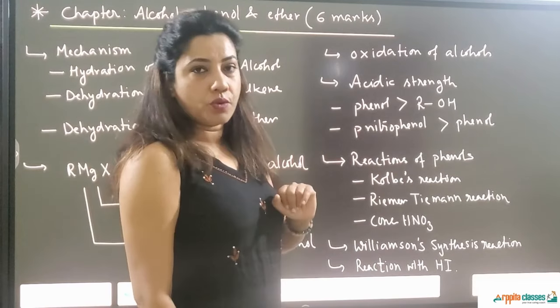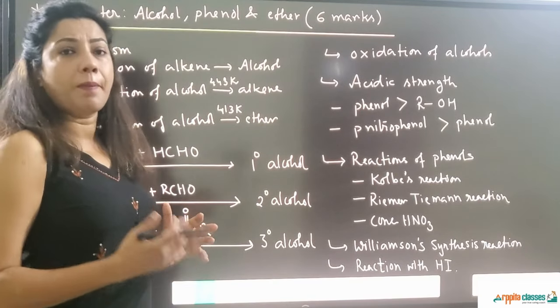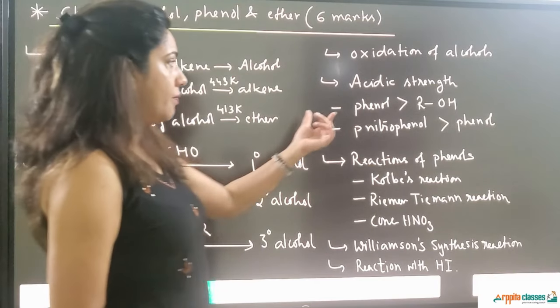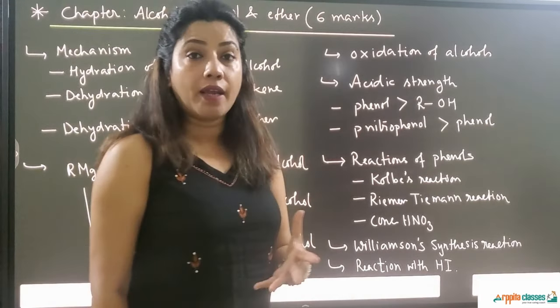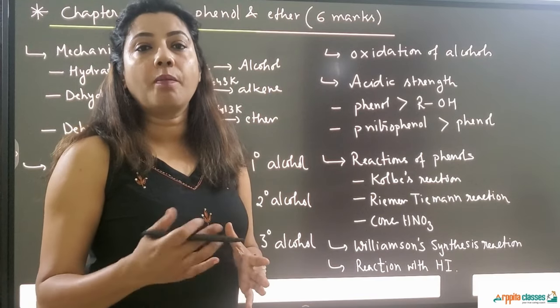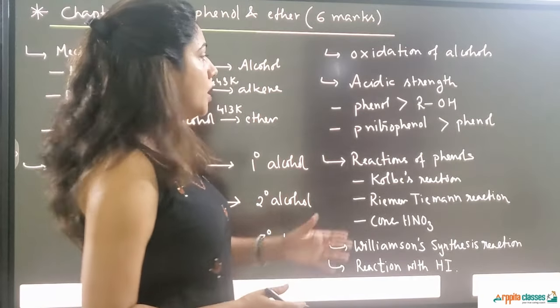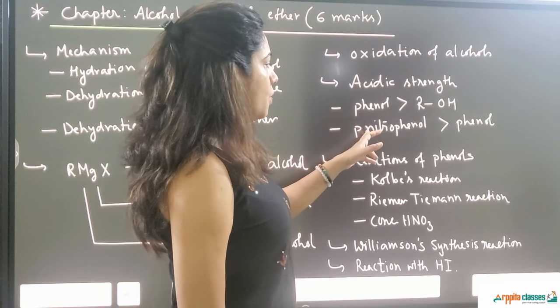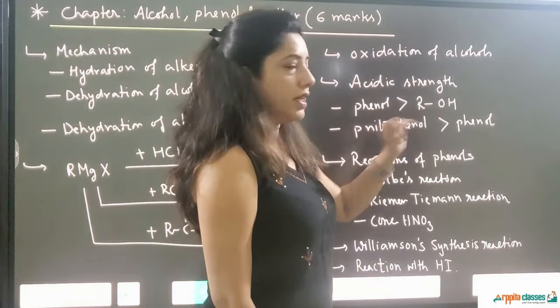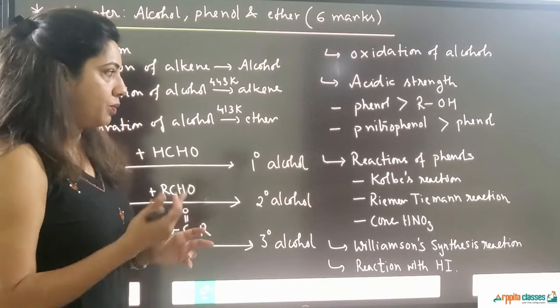Then we have acidic strength. We have to compare the acidic strength. We know that phenols are more acidic than alcohols. Why? What is the reason? So there we have to talk about the stability of conjugate base. And then we know para-nitrophenol is more acidic than phenol. Even that topic can be asked in give reason. So we have to prepare that.